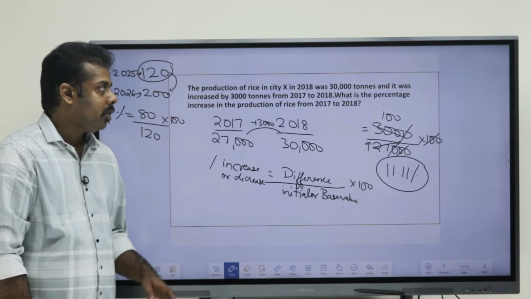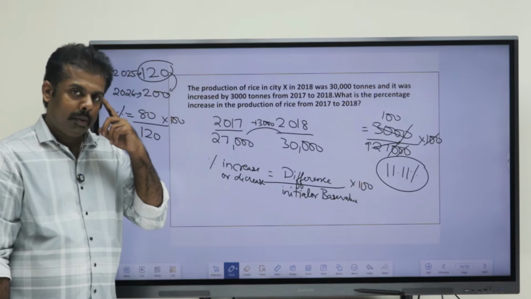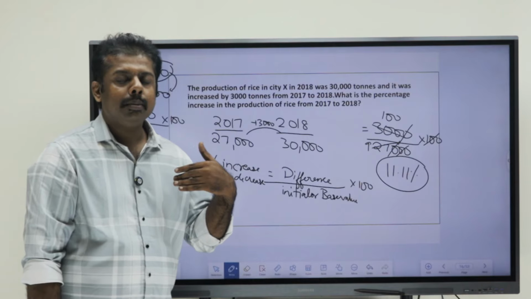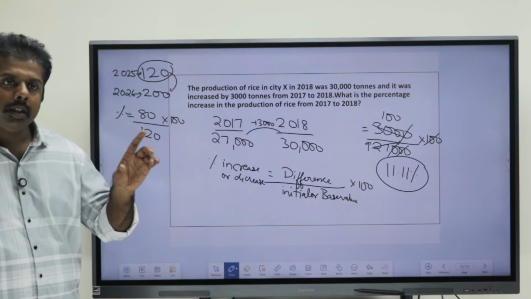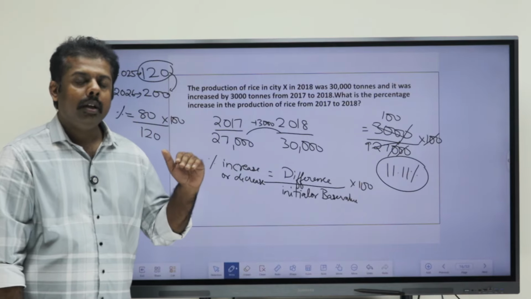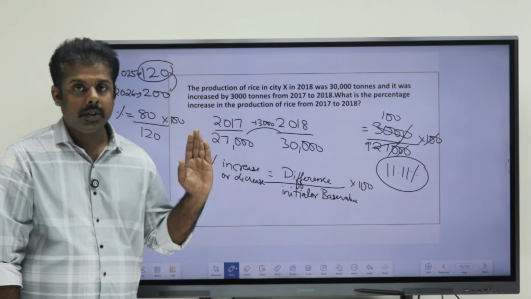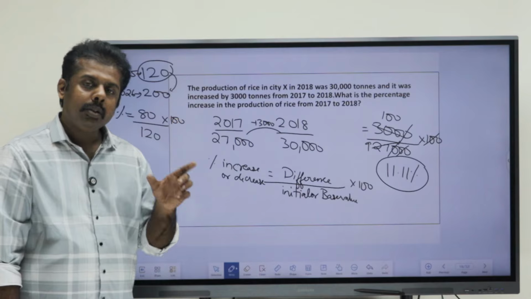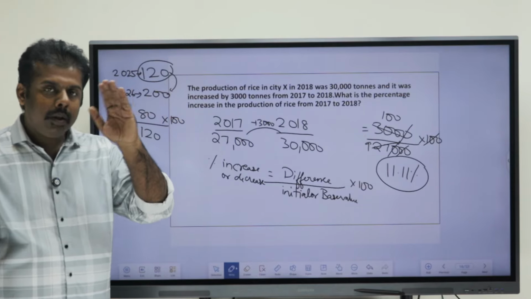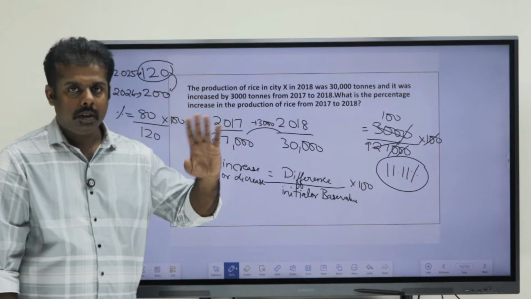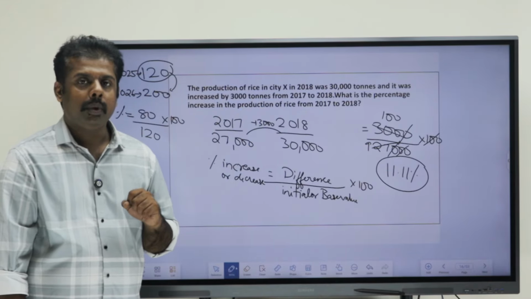Okay, so this is also an important concept that you need to remember. Make sure that the concept is simple. If they are asking percentage increase or decrease, take the difference in the numerator. In the denominator, always take the initial value or the base value, or the value that comes first. Okay, because from that data only you are able to understand if the value has increased or decreased. So that you have to keep in mind.